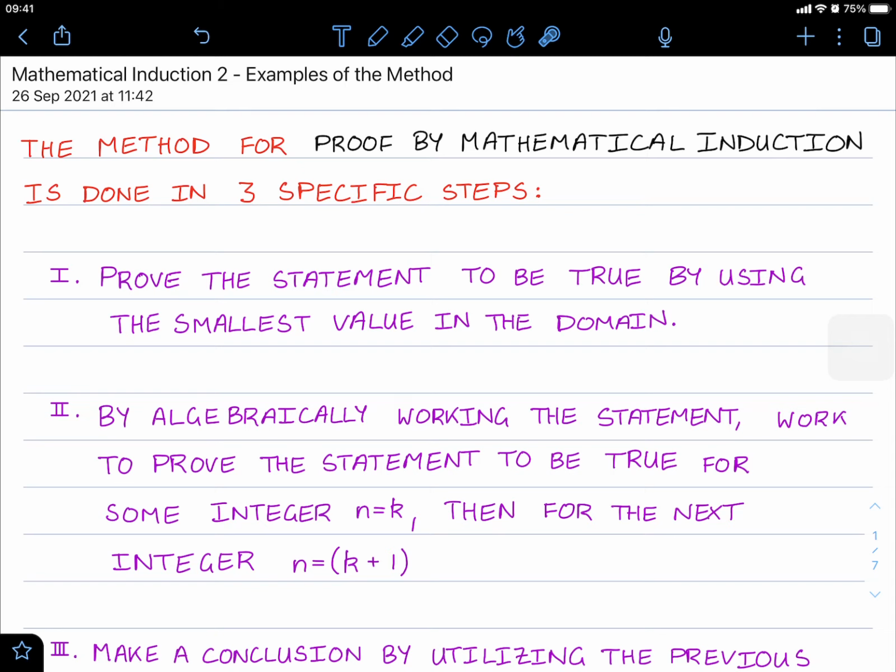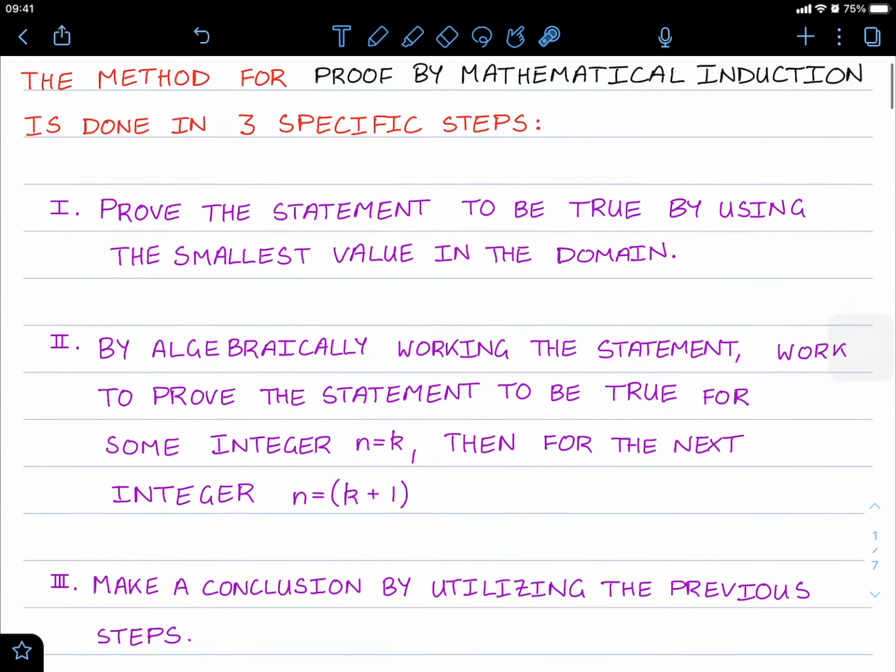Hello class, this is a continuation on proof by mathematical induction. In this video, we'll be looking at actual examples of the method. So, here we go. The method for proof by mathematical induction is done in three very specific ways.